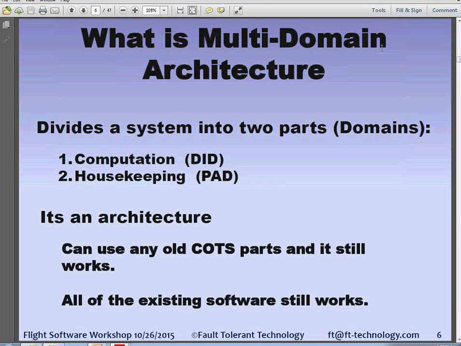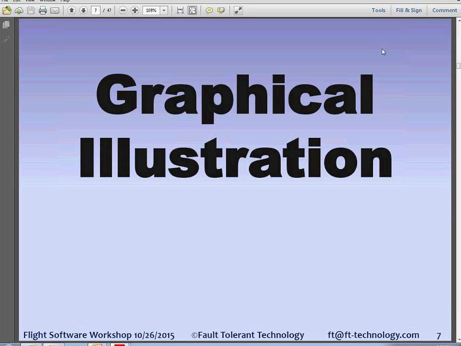In multi-domain architectures, that context switch represents a checkpoint. So if any piece of hardware ever goes bad, because the scheduler is another piece of hardware, so if the DID goes down, if something happens in the DID domain, another piece of hardware can just go back to the last checkpoint and replay it on good hardware. If the software fails, you just blacklist the software and go on with other processes. And it's an architecture. We'll get into that in a second. You can use any old commodity part, and best of all, your existing software still works.